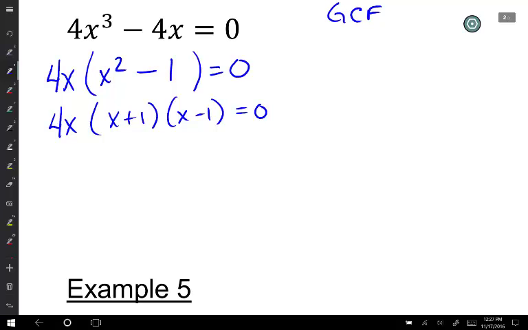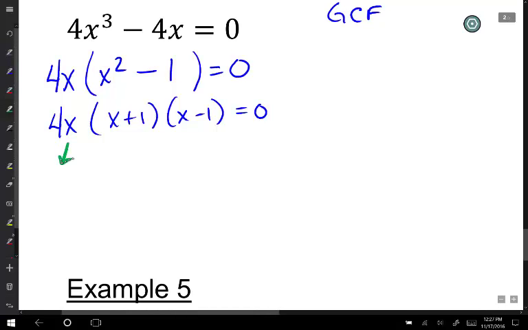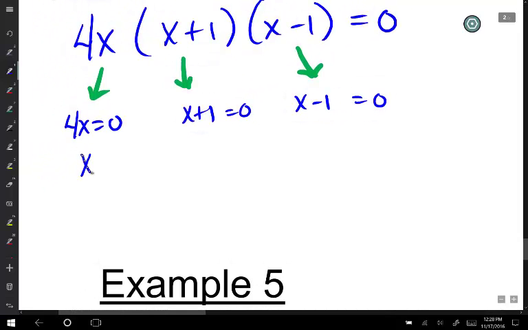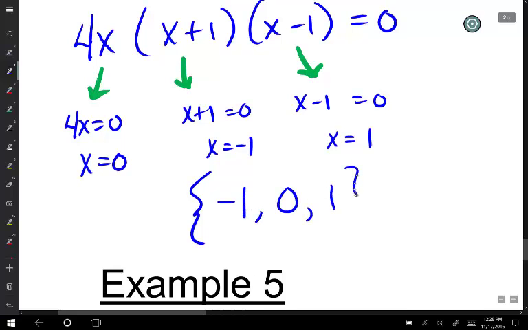Will it always go further? No, but it might. How many factors do I have? I have 3. How many times does this thing cross the x-axis? 3 times. It's not a parabola. So each one of those equals 0. So we solve each one. First one, x equals 0. Second one, x equals negative 1. Third one, x equals 1. Solution set, negative 1, 0, and 1.